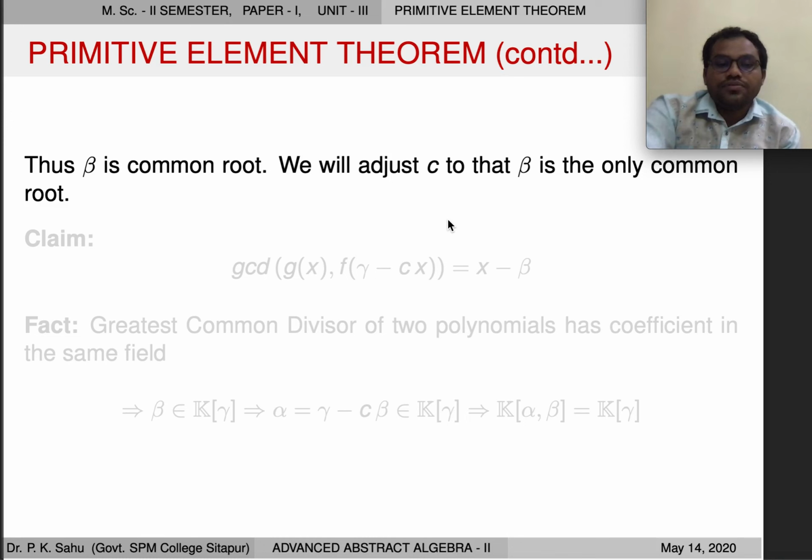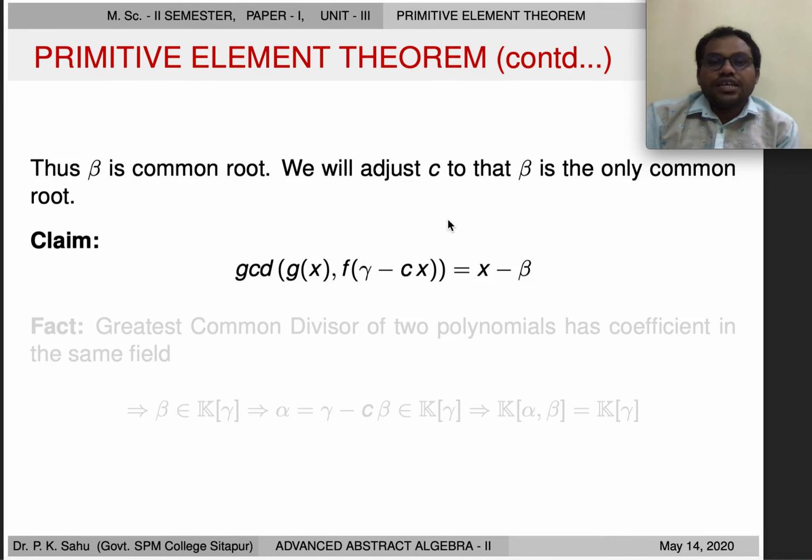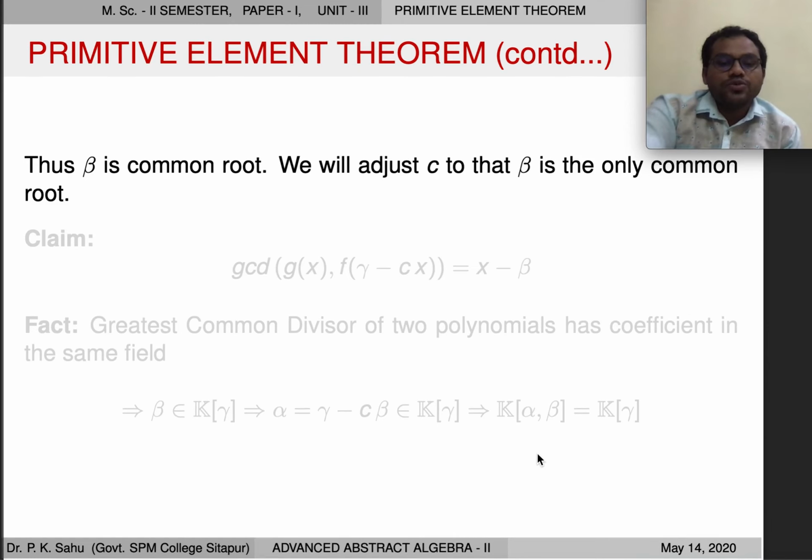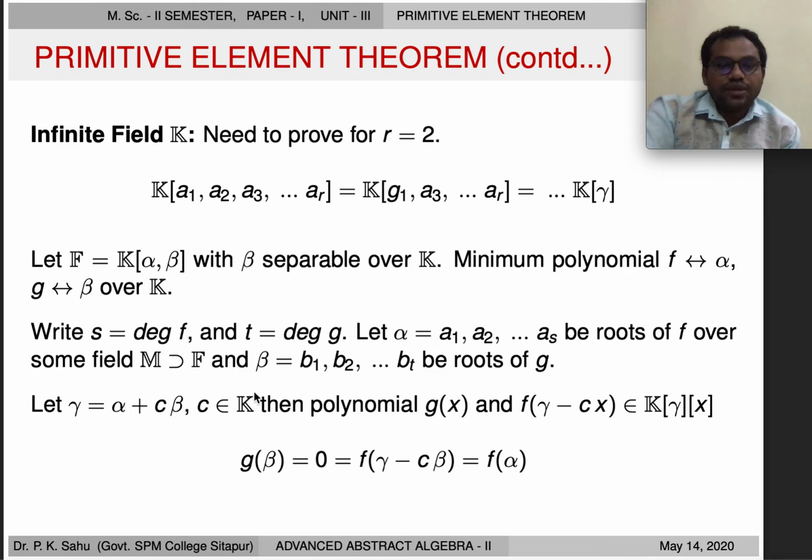So what we claim is that the GCD of g(x) and f(gamma minus cx) is equal to x minus beta. We want to prove that beta is the only common root of g(x) and f(gamma minus cx). Let our claim hold; we are adjusting c in such a way that this holds. We are only worrying about the first roots of alpha and beta, a1 and b1, and the other roots a2, a3 all the way to as and b2, b3 all the way to bt do not cause a problem.